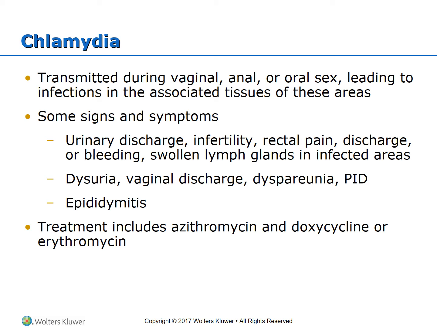They can treat it with azithromycin and doxycycline or erythromycin. 40 to 60% of individuals infected with gonorrhea are also infected with chlamydia, and if they are, then you're going to treat with ceftriaxone. Chlamydia can cause preterm births, newborn pneumonia, and conjunctivitis, which is also known as pink eye.